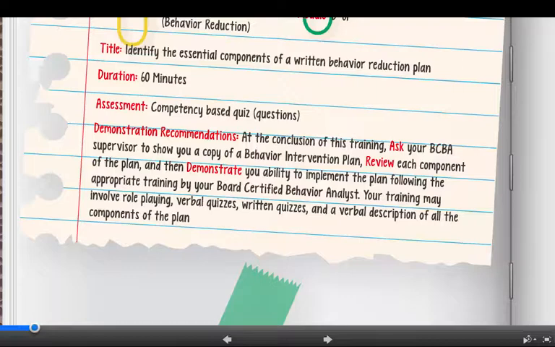Your training may involve role-playing, it may involve verbal quizzes, written quizzes, and a verbal description of the components of the plan. So in the field of behavior analysis, we're extremely interested in what's referred to as competency-based training, meaning that we have to train you well enough as a registered behavior technician so that you're able to implement plans according to the model that was provided to you.